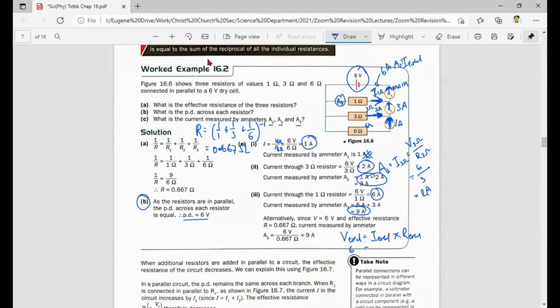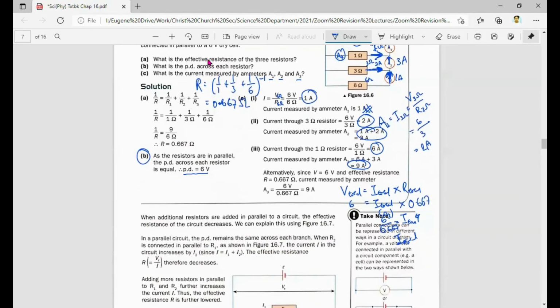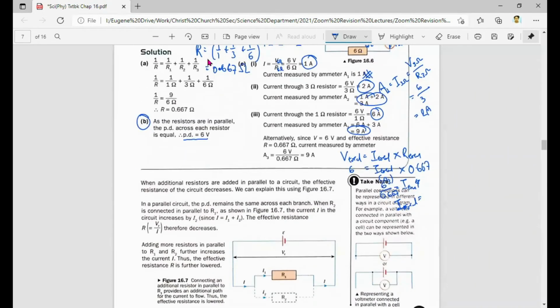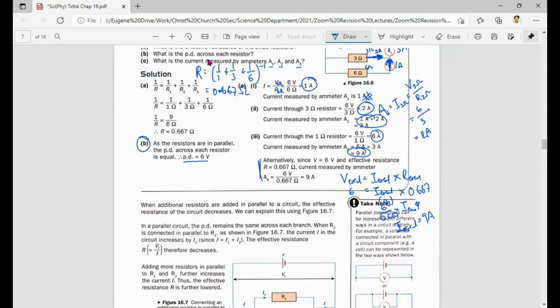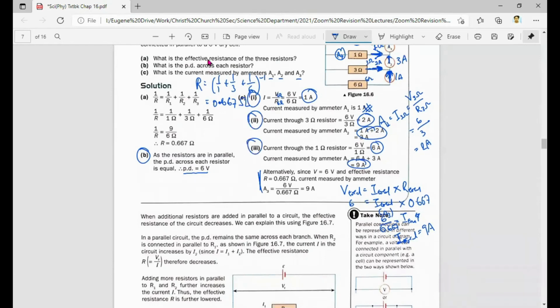V total is 6, so 6 equals I total. This is actually the A3R, multiplied by 0.667. So you do your math. I total is actually equivalent to 6 over 0.667. And if you do properly your I of the total, this will actually give you the same value of 9 ampere. So take note, this is an alternate way of measuring it. But part 1, part 2, part 3, if you get the key idea, I think that will be sufficiently good.